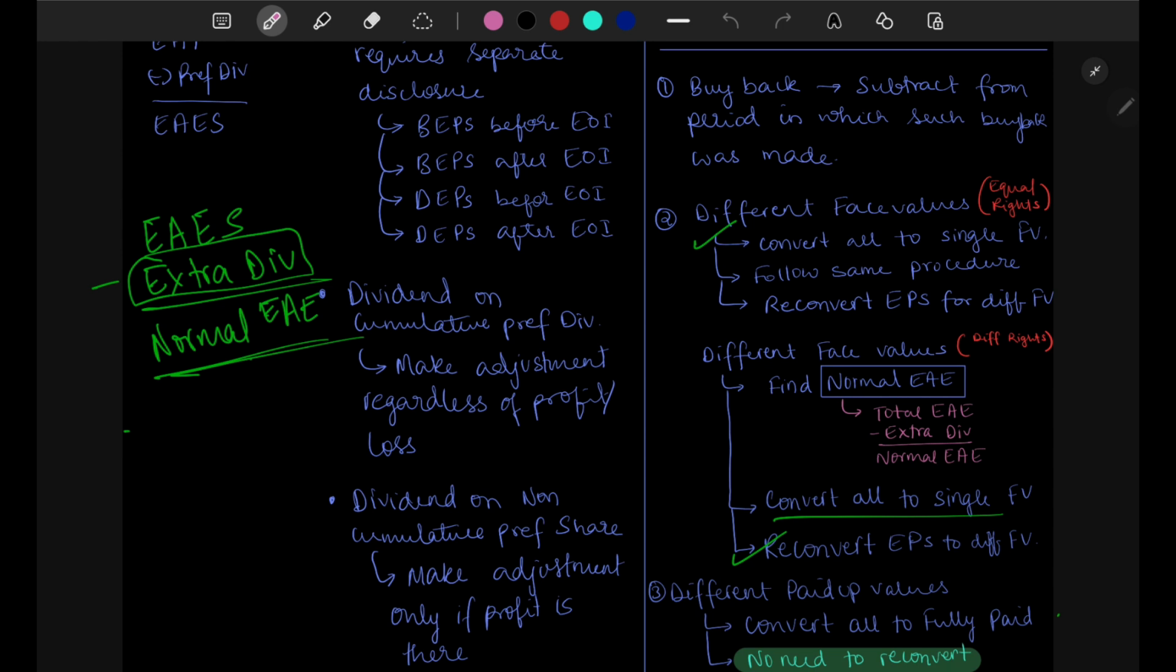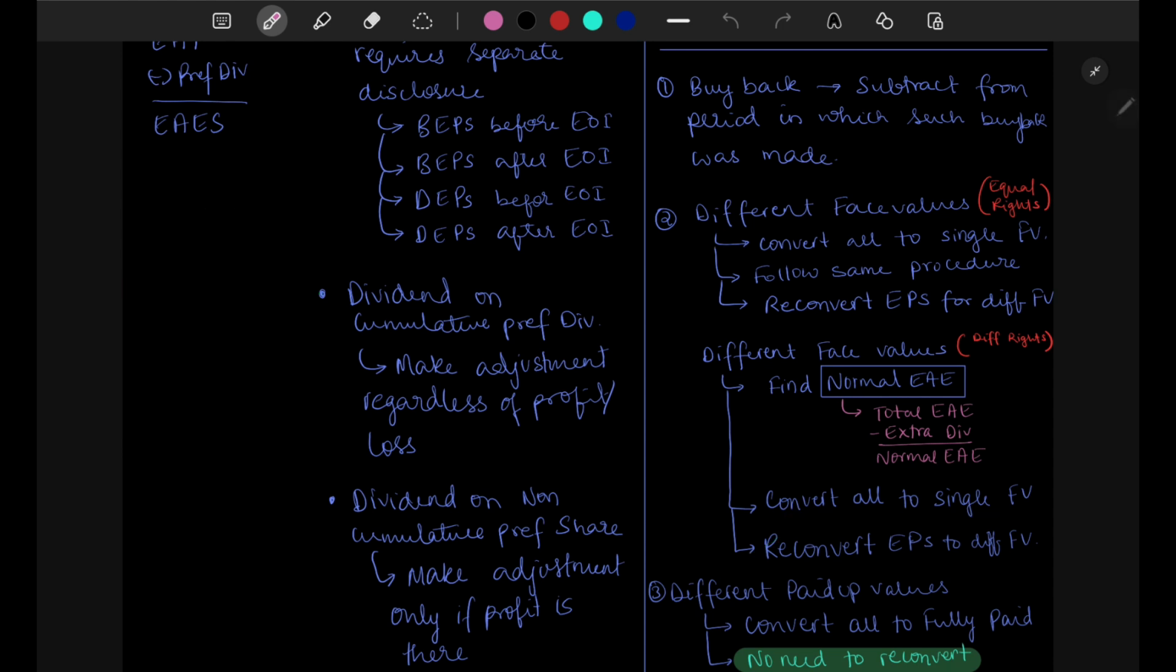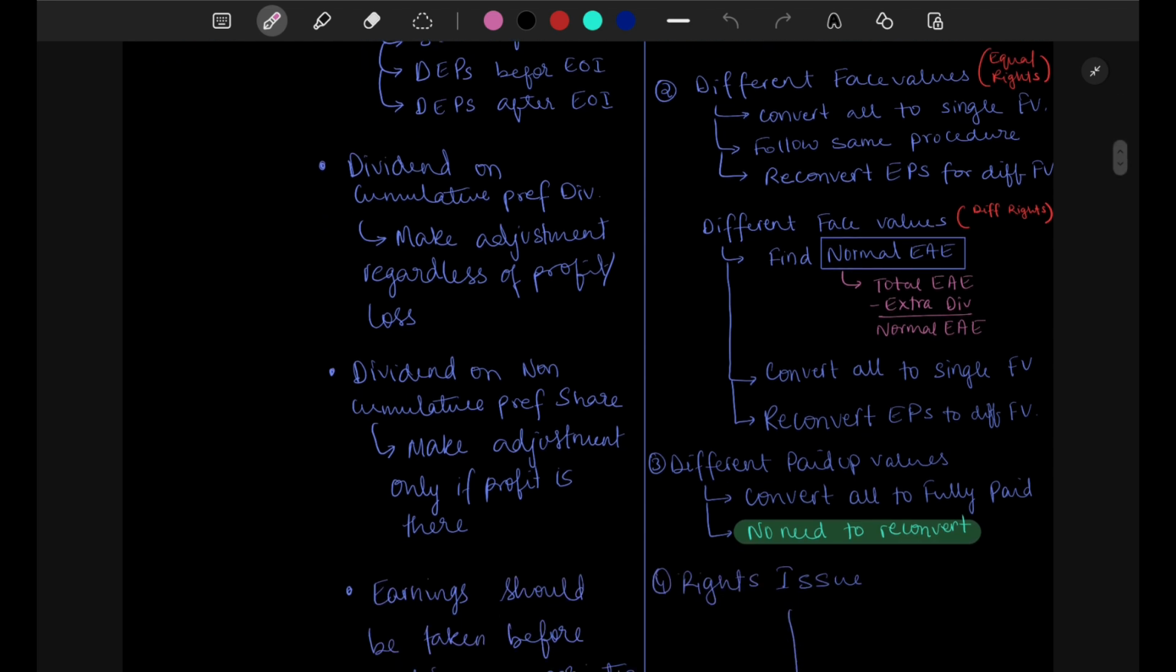I understand this could be a bit confusing now, but when we do the sum, it will be very easy. I'll guarantee you that. I think there are two or three sums which have this, and your concepts will be even more clear.